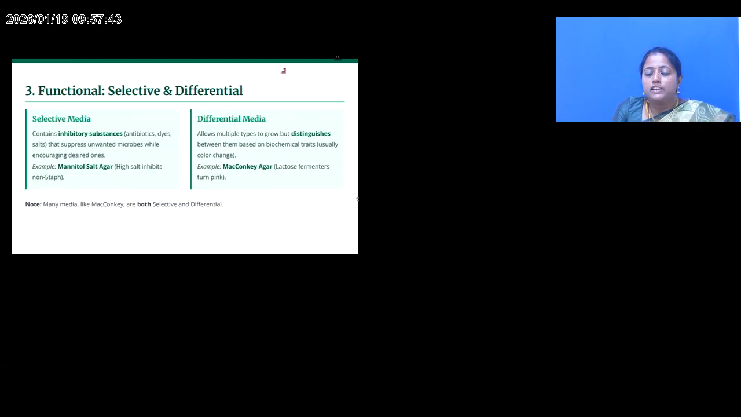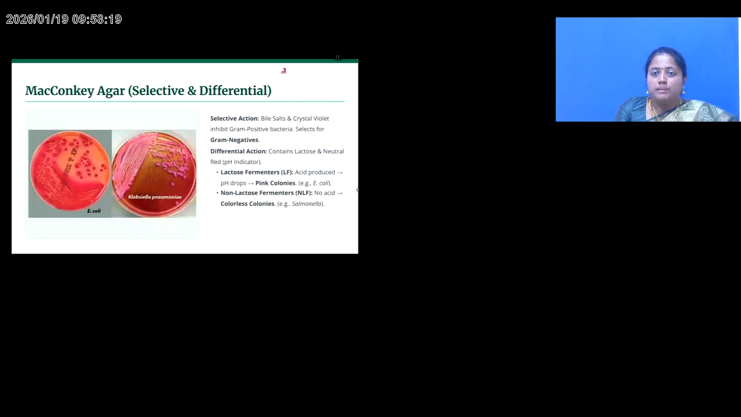Then the selective media. An example for selective media is mannitol salt agar, which contains high salt that inhibits the growth of non-staphylococcus bacteria. It contains inhibitory substances, which may be antibiotics, dyes or salts, which suppress the unwanted microorganisms and encourage the desired microorganisms. Differential media allow multiple types to grow, but distinguish between them. For example, MacConkey agar differentiates lactose fermenting bacteria and non-lactose fermenting bacteria.